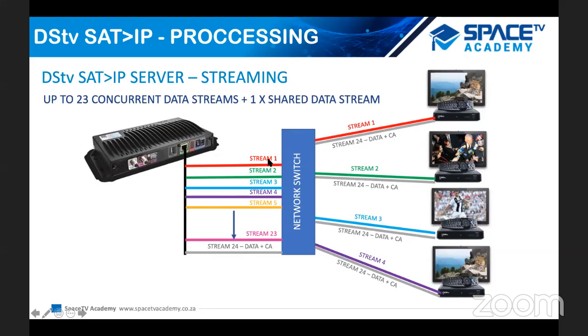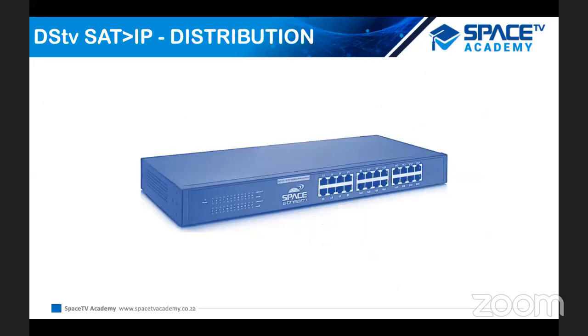So that is typically what it would look like. You would have 23 concurrent video streams and one data stream, and you will see that the data stream is shared with each unique video stream to each viewing point. That is typically what happens within the network. So that sort of covers the server.